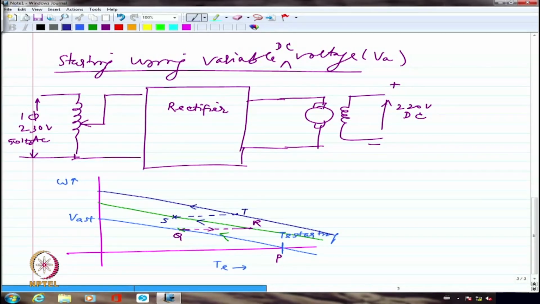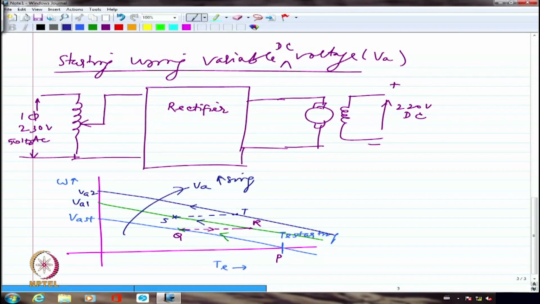So ultimately I will do this until the full 230 volts is applied, if the rectifier is going to give me the rated voltage of the DC motor when full voltage is applied to it. Right? So this is the variable voltage starting. This is going to be VA increasing. This is the VA increasing direction.